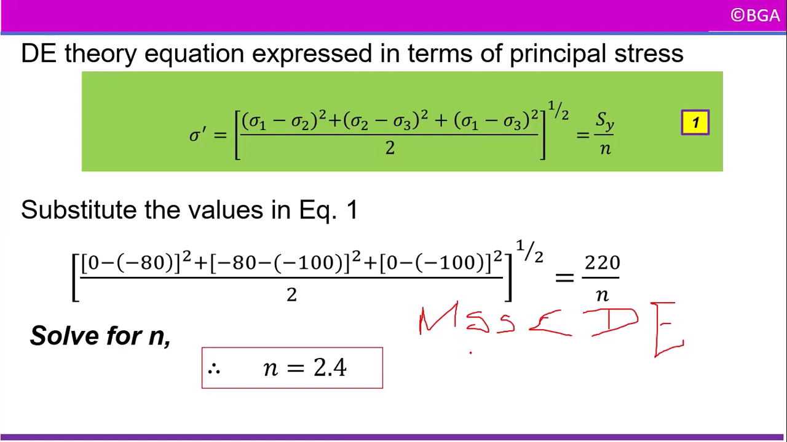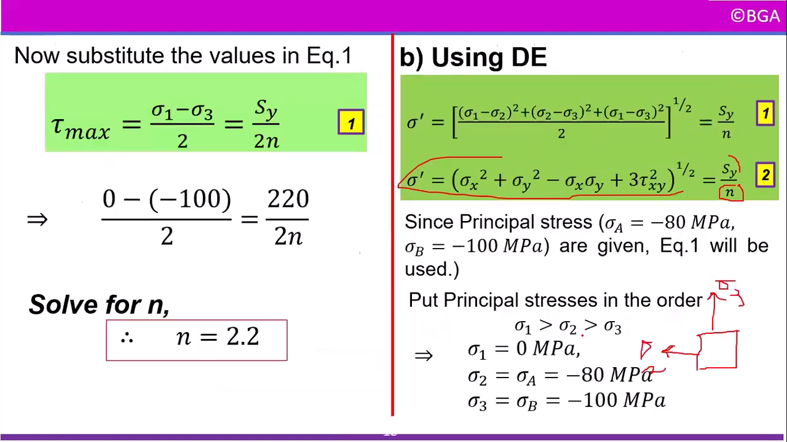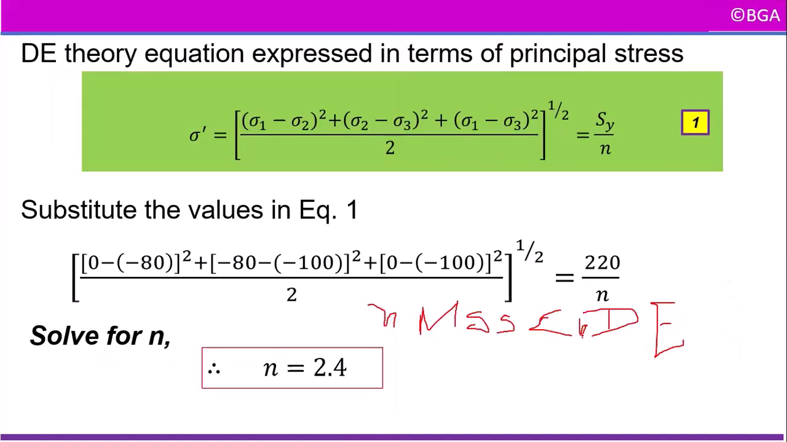We have seen two cases. The first tutorial is when induced stress or working stress is given. In the second tutorial, we have seen when principal stress is given. This is the way you solve whenever you are given such kinds of problems. So don't forget, the factor of safety using MSS is always less than the factor of safety using DE theory. Okay, thank you.